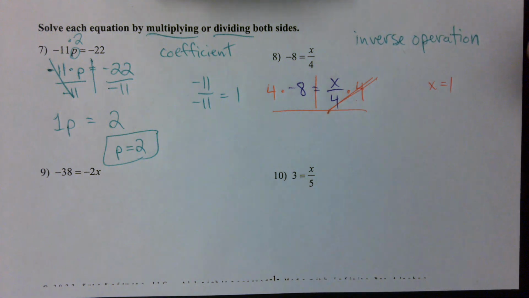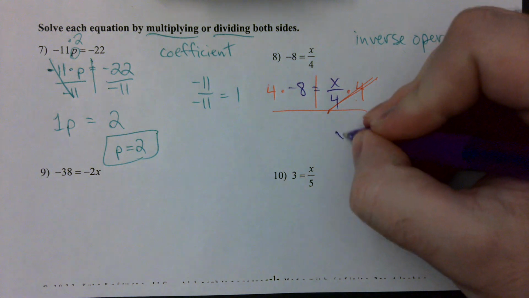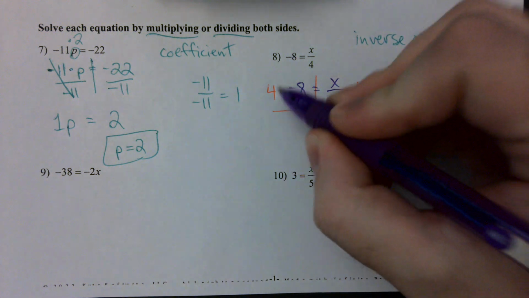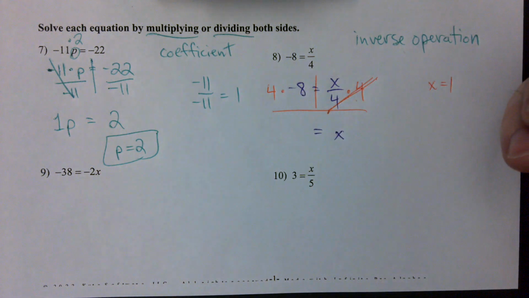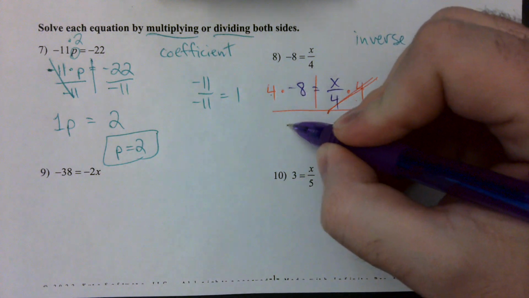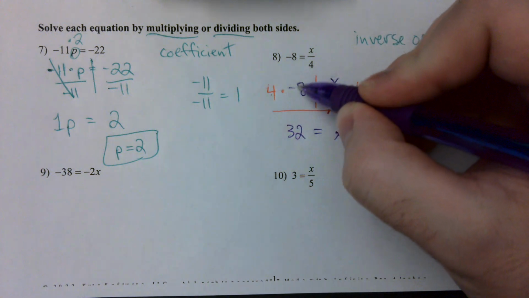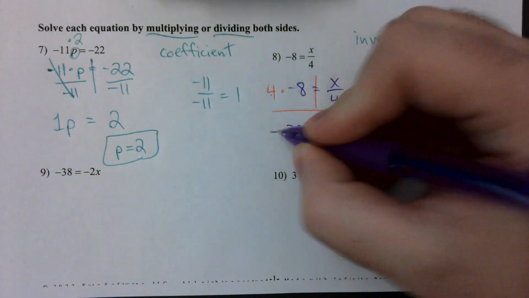cancel those 4's out, leaving us with just x all alone on the right, which means all we have to do is multiply 4 times negative 8. Well, we know that 4 times 8 is 32, and a positive times a negative is always going to equal a negative.